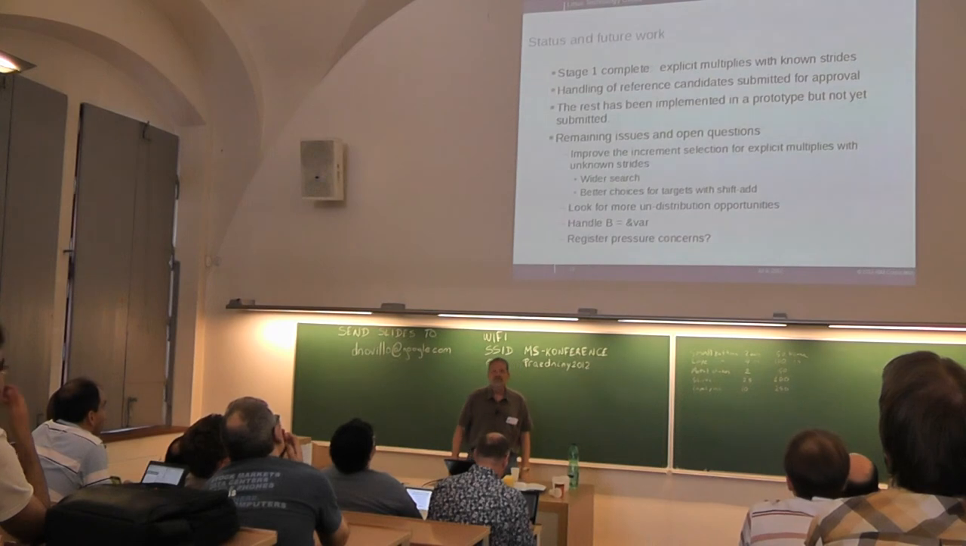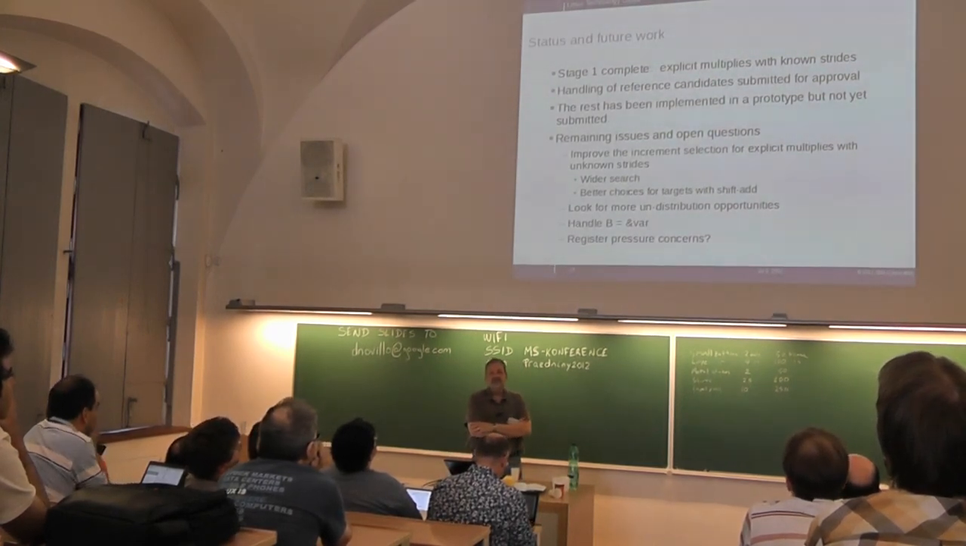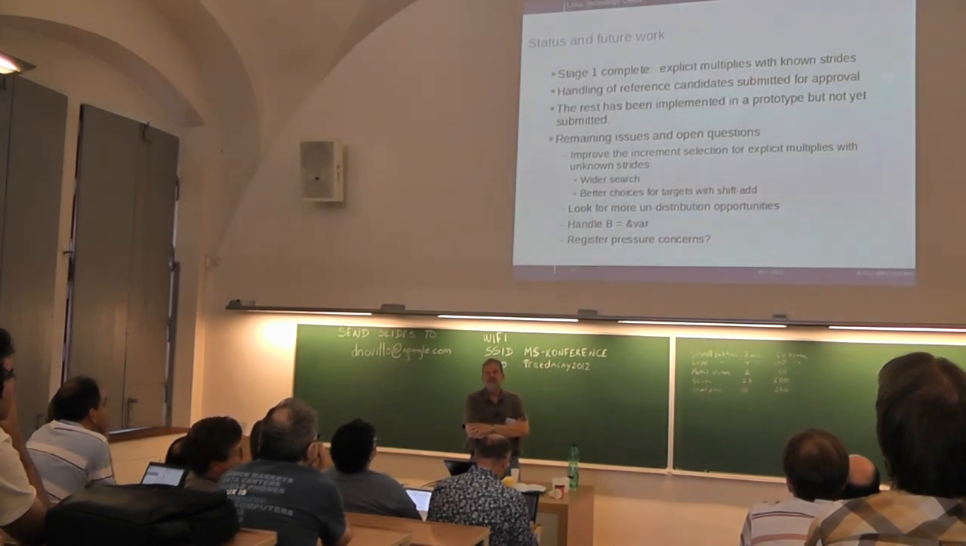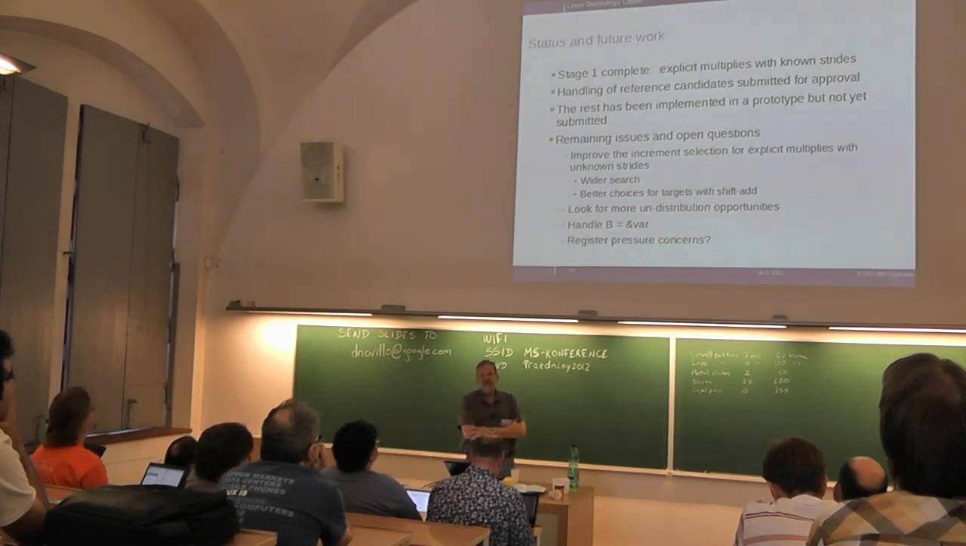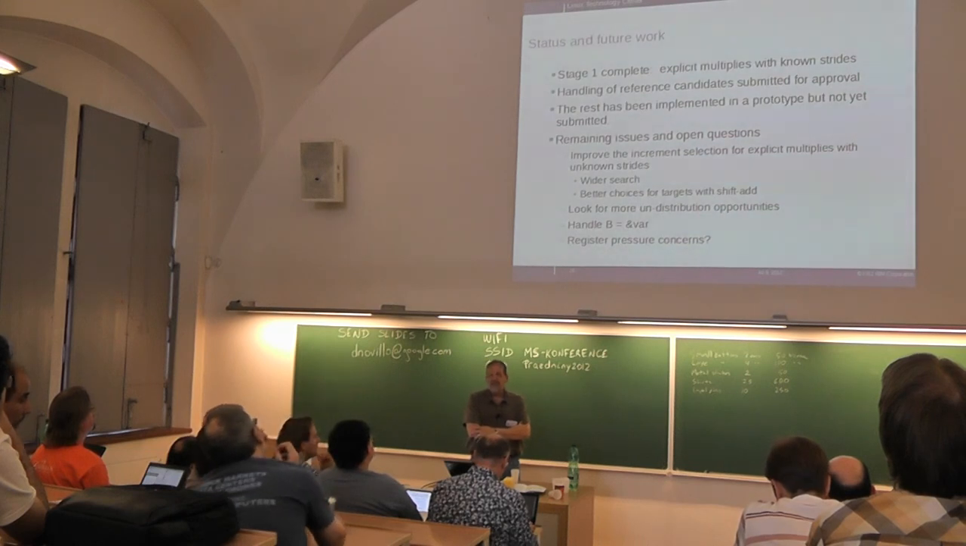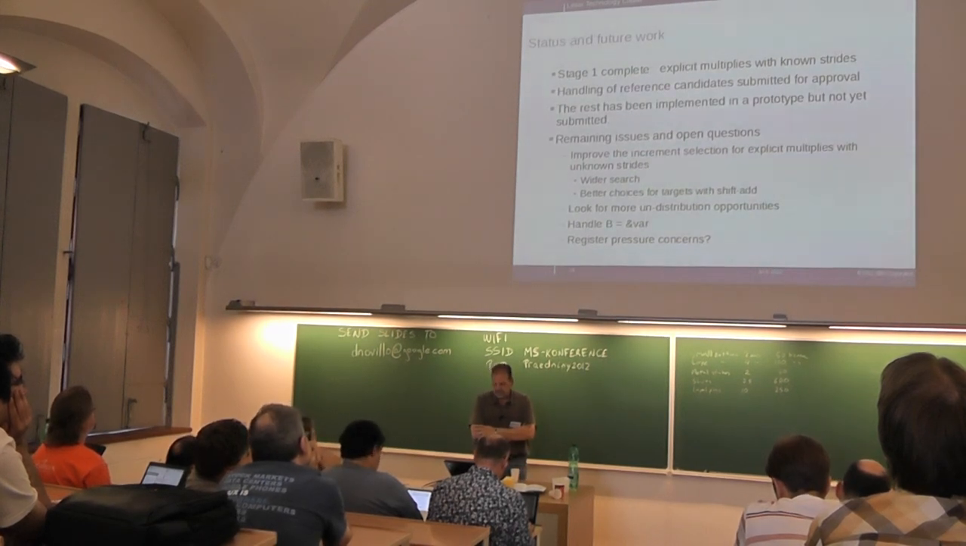Just want to talk a little bit about the status of the project and future work. Stage one of this is complete for the time being. We put in the explicit multipliers with the known strides, the ones that are fairly easy to determine the profitability of what we're discussing today. Handling of the reference candidates that I didn't talk about has been submitted for approval. The rest is still just in progress. There's plenty of time for me to affect the outcome of particularly these cost discussions we've been having. So I'm interested in comments about that.